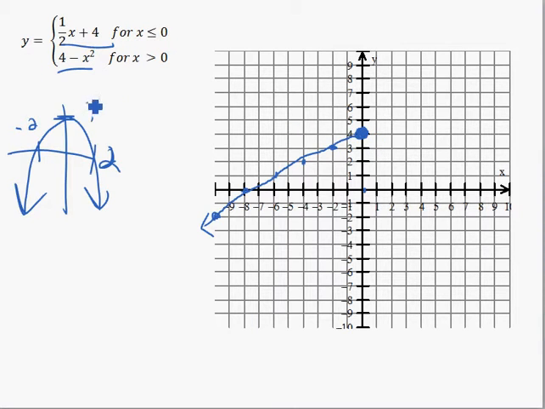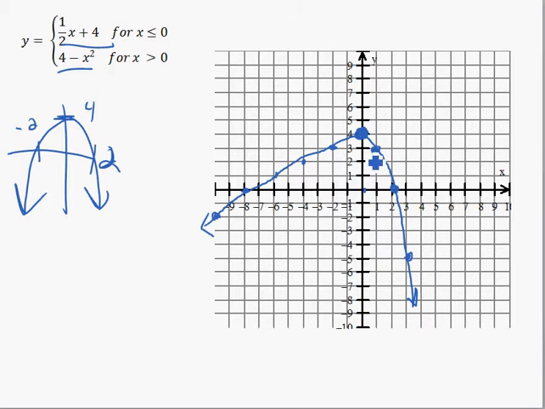Now you can pick a few points and see what's going on. When x is 2, you get 0. When x is 1, you get 3. When x is 3, you get negative 5. Why not? There you go. It's just a parabola going downward. There you go. And notice this graph is continuous.